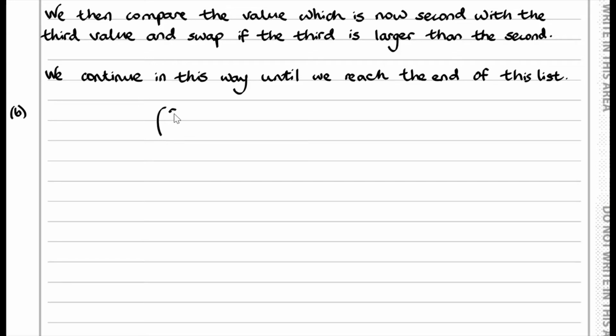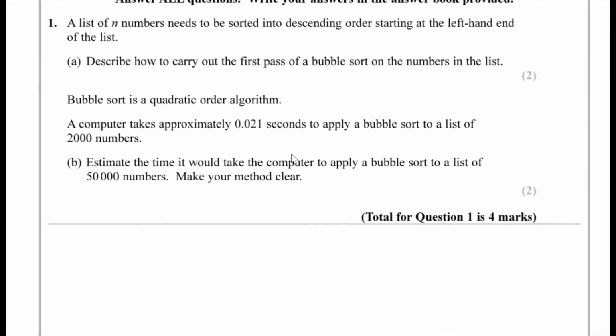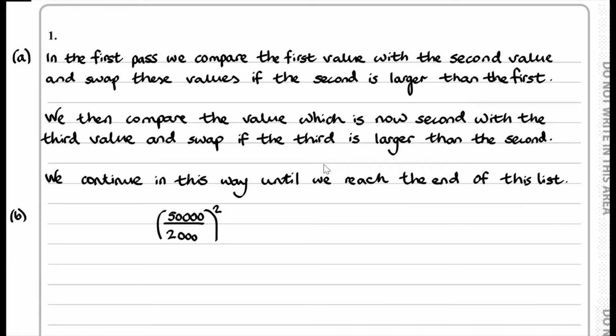That would simply be 50,000 divided by 2000. Okay, and then we square this, because if you go back to the question, we were told we have a quadratic order algorithm, and then we multiply this value by 0.021. So the time is equal to 0.021 multiplied by 50,000 over 2000 squared.